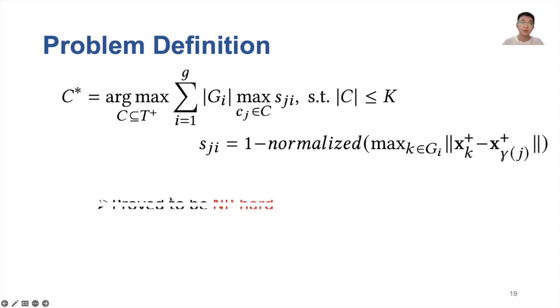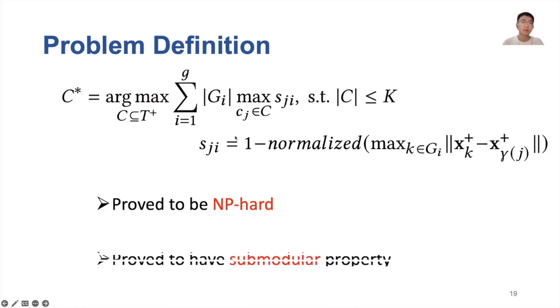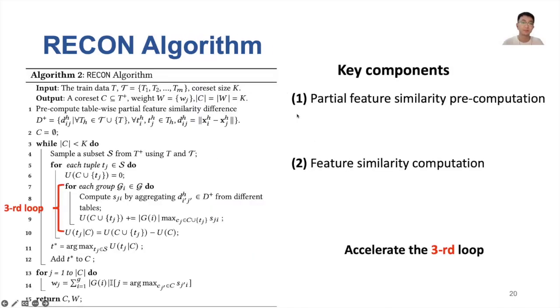In our paper, we proved that this problem is NP-hard, and we also proved that this problem has the submodular property, so we can also use the aforementioned sampling optimization. We will next describe the proposed algorithm for this problem. The proposed method can compute this similarity efficiently, thus reducing the coreset selection time.